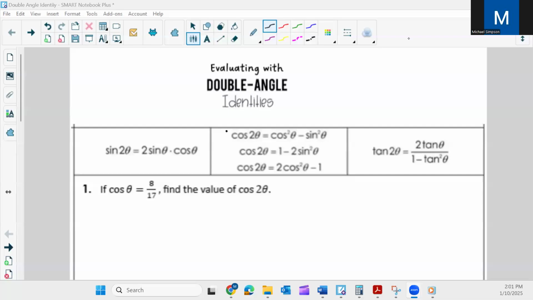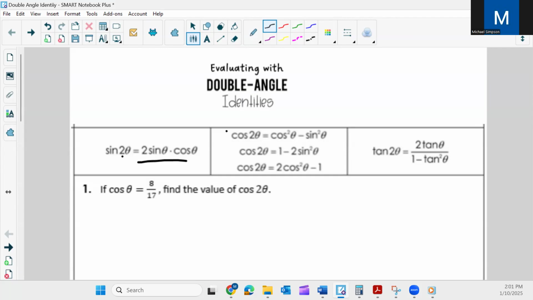Okay. Good progress. Okay, again, double angle. The reason why they call it double angle is because of the two next to the angle, right? The first one is sine 2 theta. That's equal to 2 sine theta cosine theta.